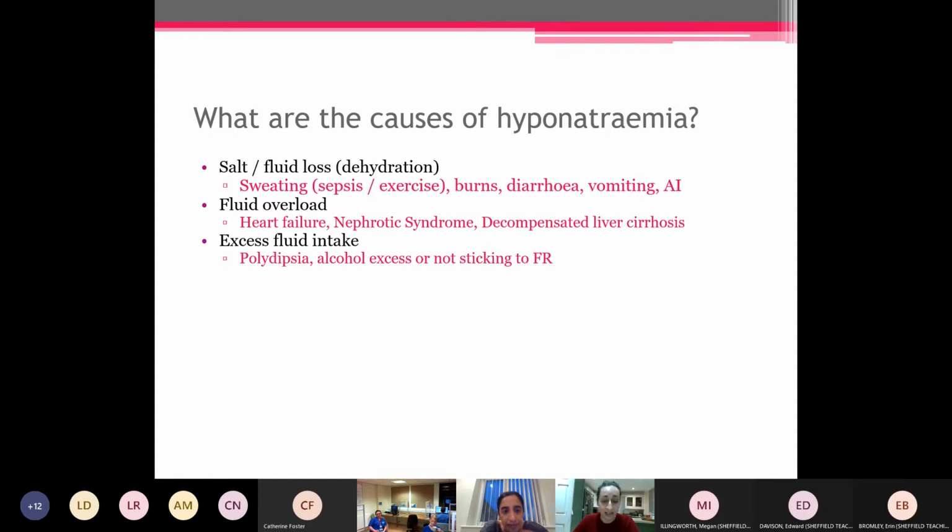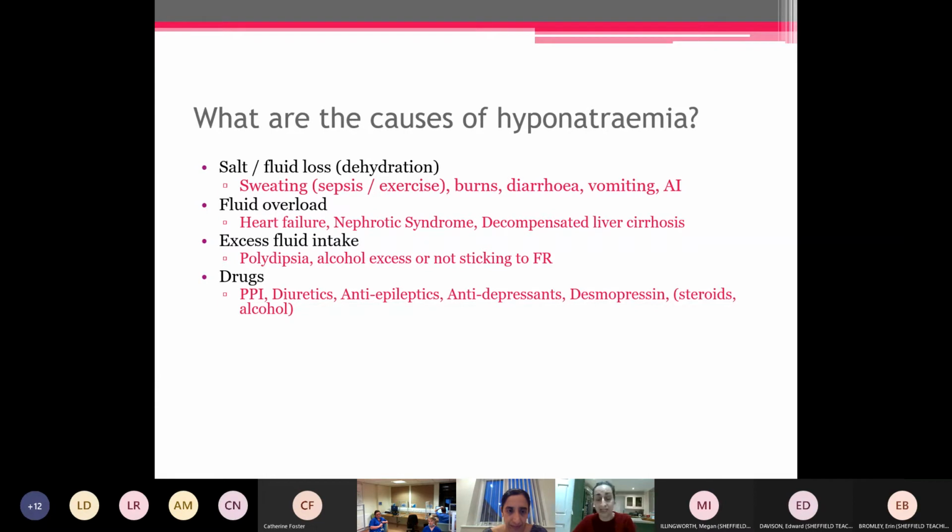The other one is alcohol excess, so something called beer potomania. So we get a lot of alcoholics with hyponatremia. And then people that should be on a fluid restriction but just aren't sticking to it. That's always good to ask. Drugs, as you said: PPIs, diuretics, anti-epileptics, antidepressants.